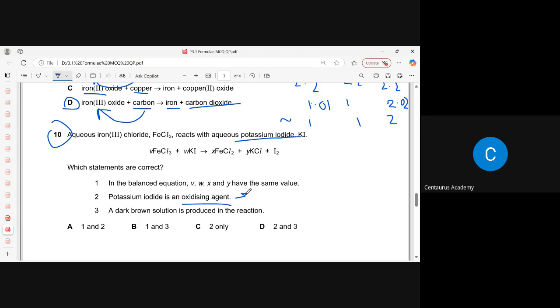An oxidizing agent is basically a substance which itself gets reduced and helps the other substance get oxidized. What does agent mean? An agent basically allows us to do something, or facilitates the other compound to do something. So this oxidizing agent is facilitating the other compound to get oxidized, however it itself gets reduced. Okay. A dark brown solution is produced in the reaction. Which ones do you think would be correct?